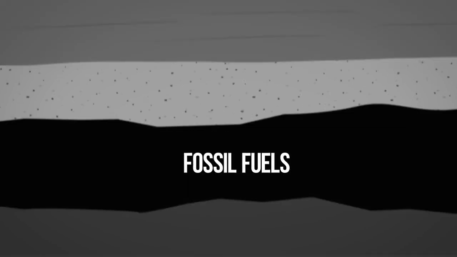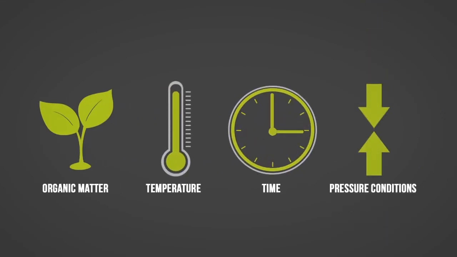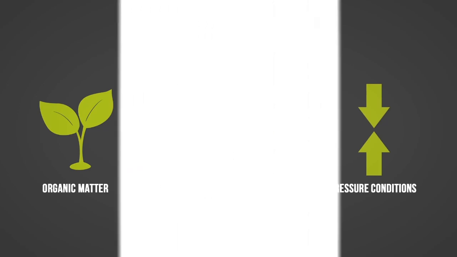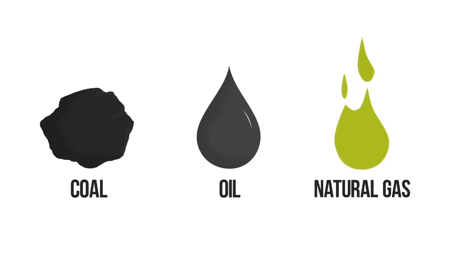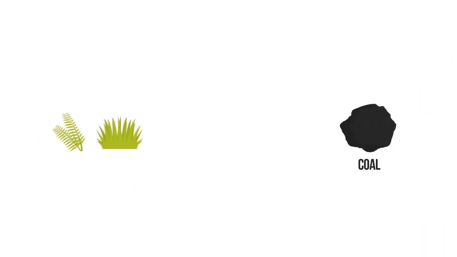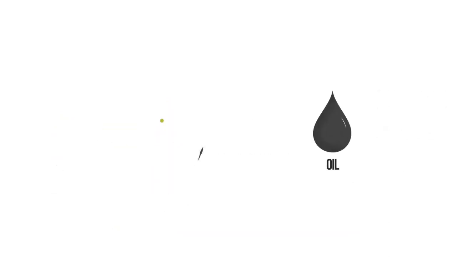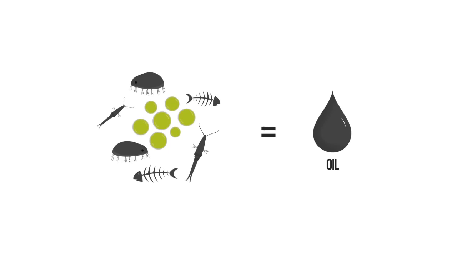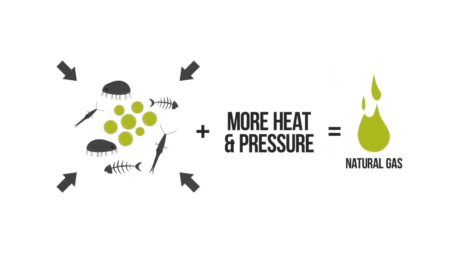Different types of fossil fuels formed depending on the combination of organic matter, temperature, time, and pressure conditions while decomposing. There are three major types of fossil fuels: coal, oil, and natural gas. Coal was formed from ferns, plants, and trees, which hardened due to pressure and heat. Oil was formed from small organisms like zooplankton and algae, where pressure caused the more complex organic matter to decompose. Natural gas was formed by the same process as oil, only it was exposed to more heat and pressure, causing it to further decompose and turn into a gaseous form.